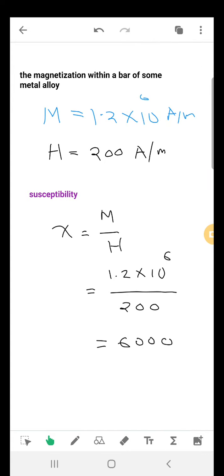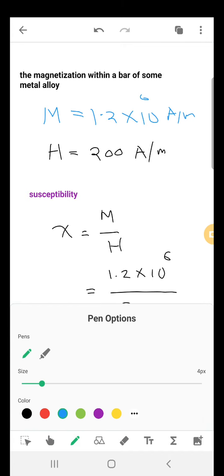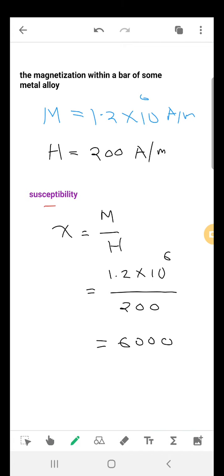Now the next is, if the magnetization within a bar of some metal alloy is given as 1.2 into 10 power 6 amperes per meter, and if the magnetic field is 200 amperes per meter, what is the susceptibility? So using this simple relation, that is chi is equal to M by H. So this is M and this is H, so we get the value around 6000.